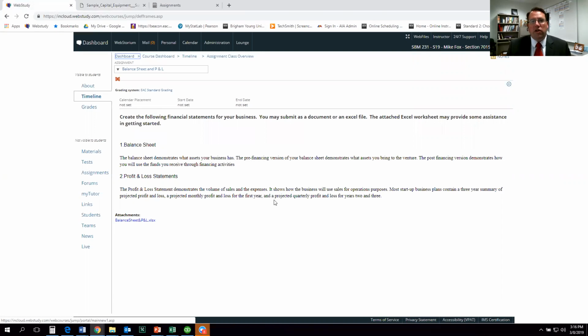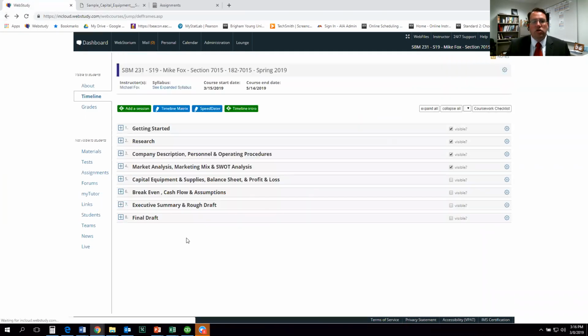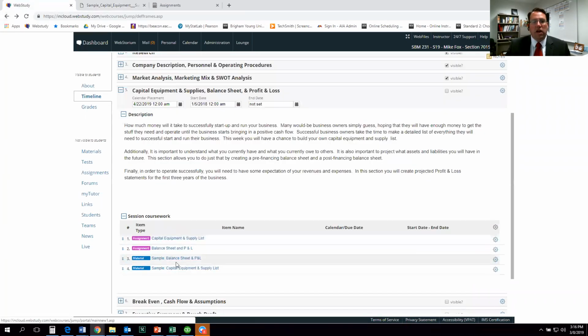This becomes super easy when you're not planning on getting any financing. Let's say you have enough money to fully finance your business idea by yourself. Then in essence your pre-financing and post-financing balance sheets will look the same. So when you submit this, it's going to have two different balance sheets, one pre-financing and one post-financing. And I'll show you an example of what that looks like.